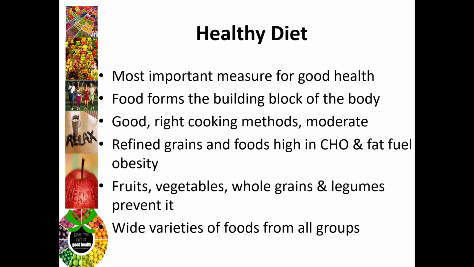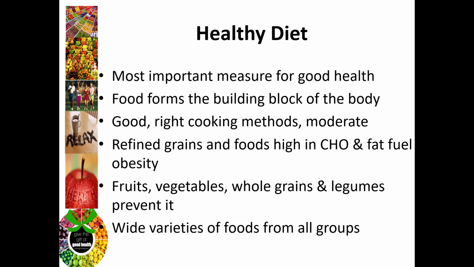So, in a nutshell, anybody who wants to eat healthy must reduce refined grains and other foods that are high in refined carbohydrates because this fuels obesity. We must increase the amount of vegetables and then consume the recommended amount of fruits, whole grains, and legumes. The recommended amount of fruit is 2 servings. Vegetables should be at least 3 servings.